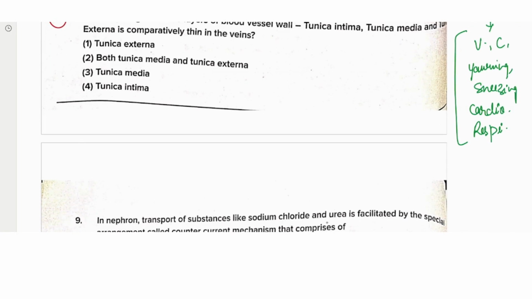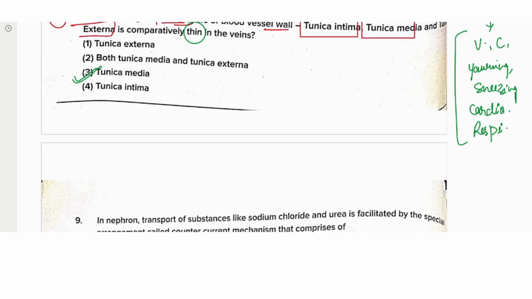Next, question number 8, which of the following three layers of the blood vessel, like the tunica intima, tunica media, then tunica externa, is comparatively thin in the veins? Thin they are asking, right? So among the three, which would be the more thin in the veins? We have seen it is tunica media.